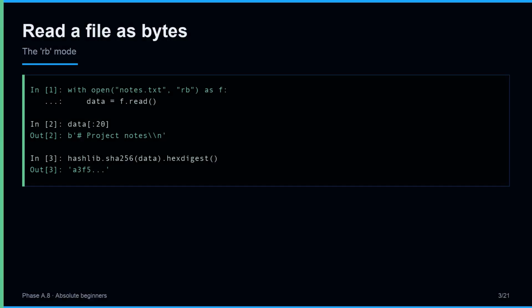To hash a file you first need its bytes. Open the file in read binary mode, that is the lowercase rb. Read binary returns bytes, not text, which is exactly what hashlib wants. Read the whole file into a variable called data, then pass data to SHA-256, then call hexdigest. For a small text file this works perfectly. For a large file we will do something smarter in a moment.